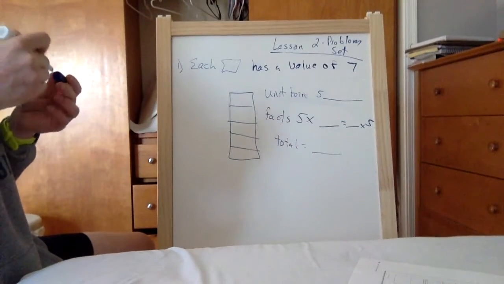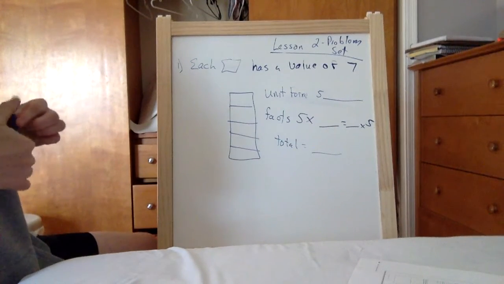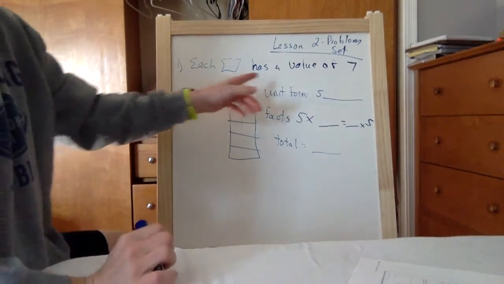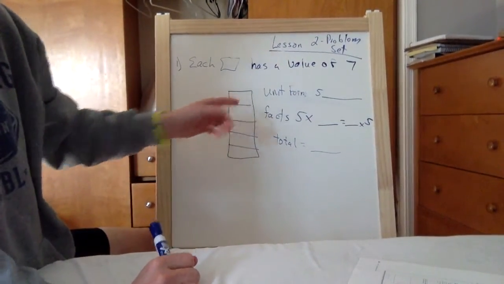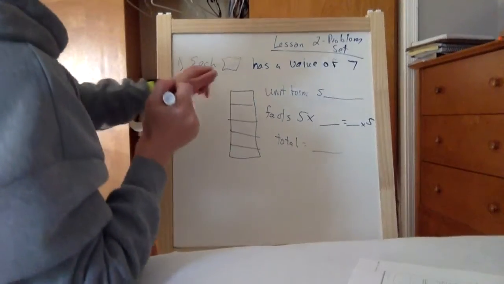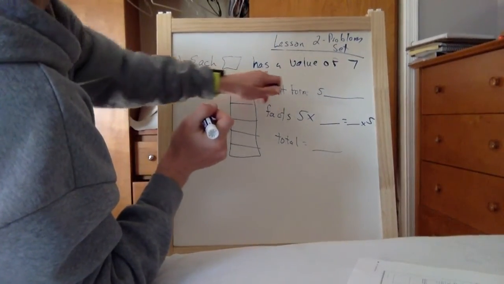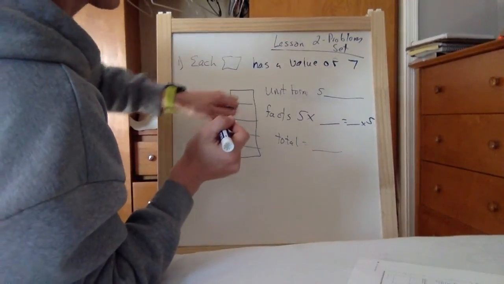Okay. So the first problem you'd be doing looks something like this. This is the worksheet. It should say lesson 2 problem set at the top. It says each box has a value of 7 in it, and then it shows 5 boxes. What it means is that each box has a value of 7, which means each of these is a group of 7.